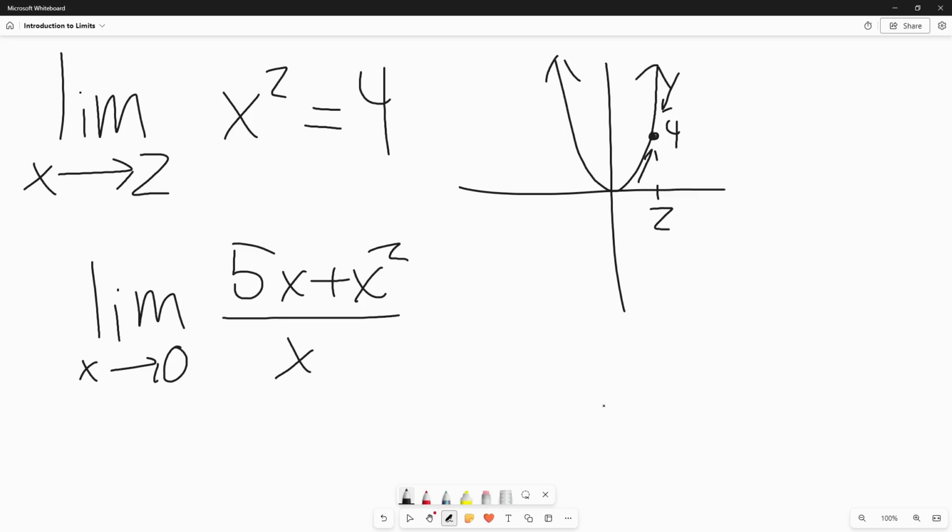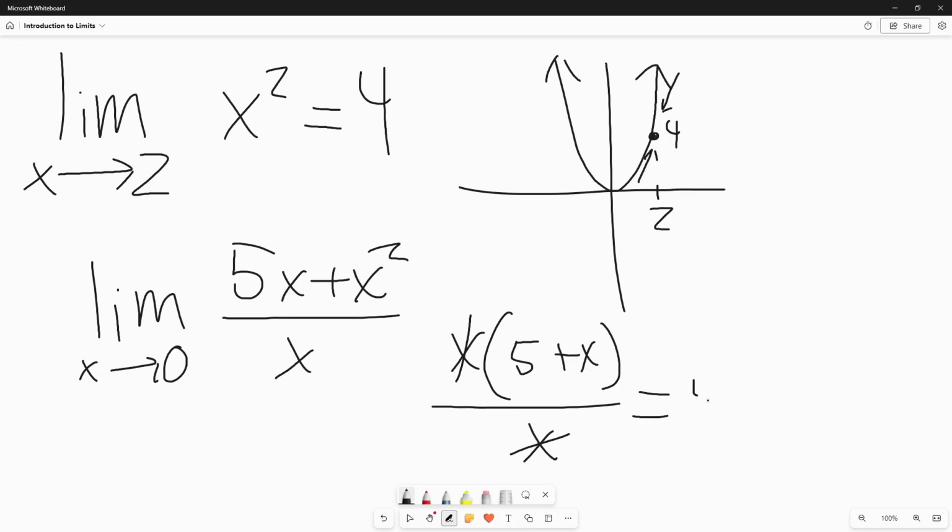We have to find out what the limit is. But I noticed that we can factor out an x from both the 5x and the x squared on the top. So you can do x times 5 plus x over x. And look, these x's cancel out. So we're left with 5 plus x. And 5 plus x is the same as 5x plus x squared over x. It's the same function, except we got rid of the place where we can't plug in 0.